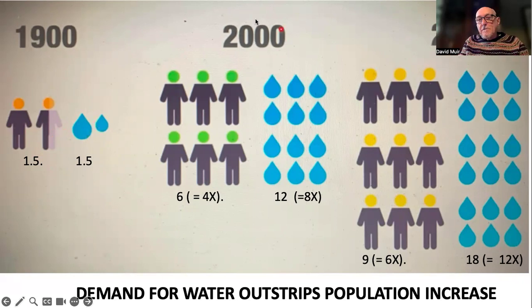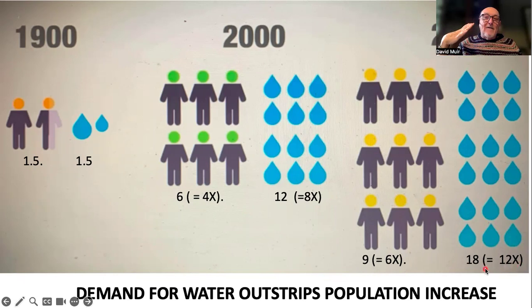So we move to 2000, and we now have 6 billion people on the planet. We've quadrupled the number of people. But look at how much water is being used. We haven't quadrupled the water usage. We've doubled the quadrupling. We're using 8 times the amount. Projected forward to 2050, what do we have? Well, we're going to have between 9 and 10 billion people on the planet. And we are going to be using 18 units of water. You see that the demand for water is outstripping the population increase. That 18 units is 12 times. So we went 8 times, now 12 times.